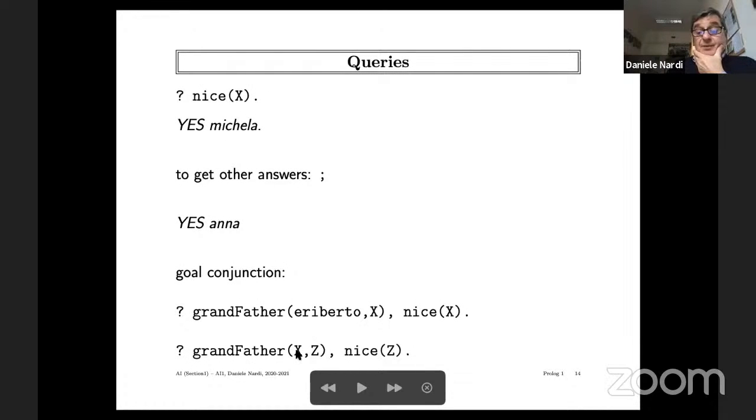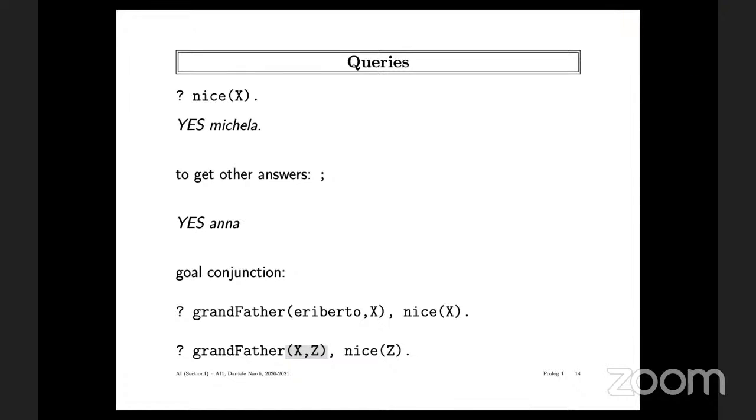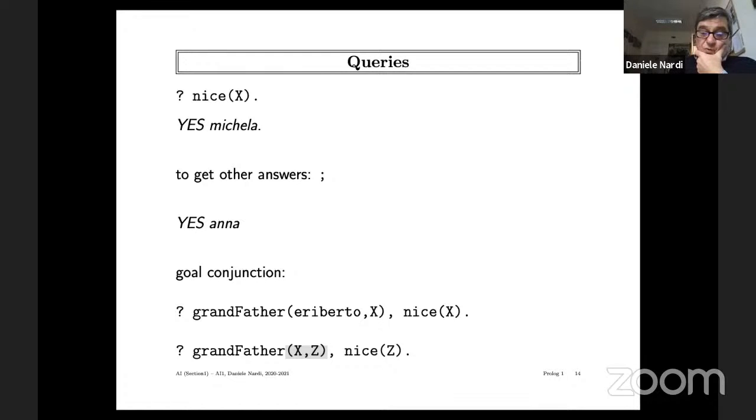So here is another example. In this example, we have two variables. Let's forget the Z at this point, and focus on the two variables. What kind of answer are we expecting here? Any guess from the students? Should be yes, Heriberto Michela. That's one answer. Correct. Any other answer if we use the semicolon?